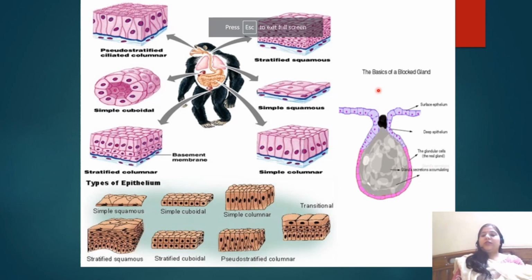Here, if you just write epithelial tissue, you will not fetch marks. You have to write the exact type: in the kidney, columnar or cuboidal tissue is present; in the respiratory tract, ciliated tissues are present. Like that you have to give the exact name. Just writing epithelial tissue will not do. So you need a very thorough understanding of this tissue, and I recommend you go through your NCERT and read this part very carefully.